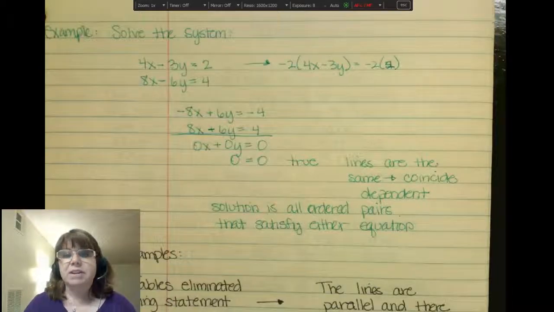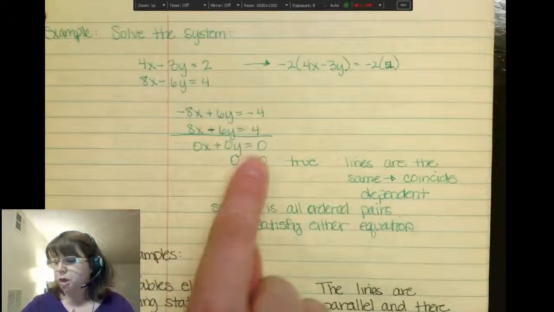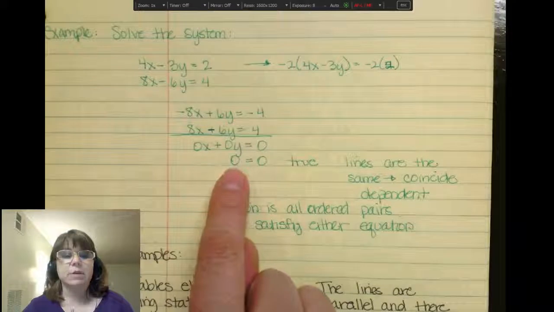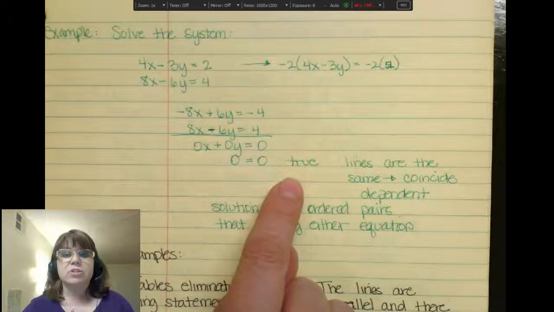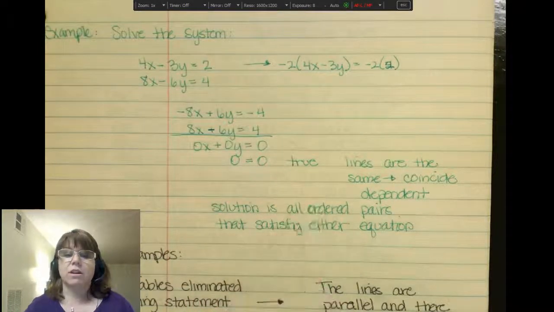The second very special one is where when you work through the problem, you get something that looks like 0 equals 0. That's always true. That means the lines sit on one another. They are the same.